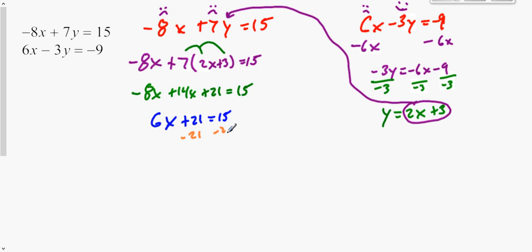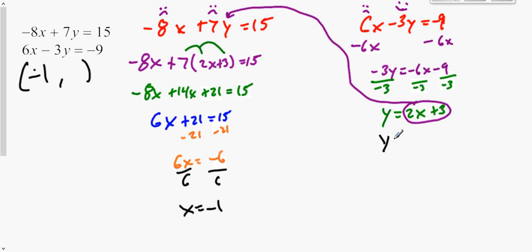Subtract 21. 6x equals negative 6. Divide by 6. And x is negative 1. Still only half the answer. We're going to plug it back in over here. Oops, don't need that last parentheses there. Gives us negative 2 plus 3. And y is 1.